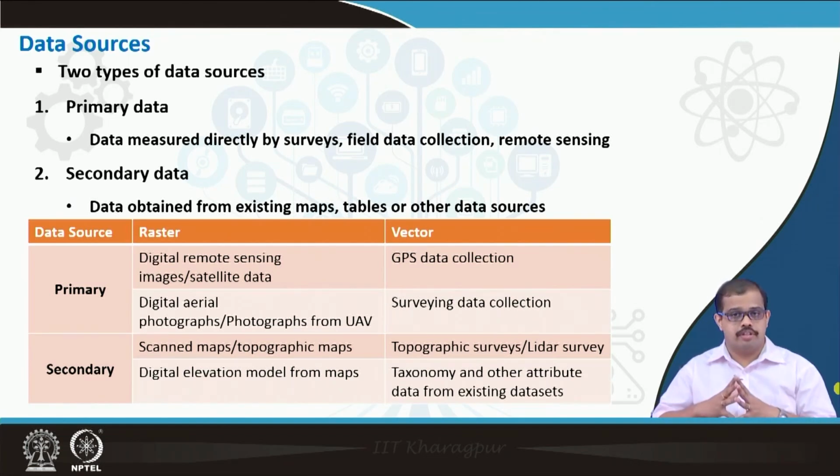So, that primary data collection has become extremely easy, but if you have primary data, then your data model representation would be extremely good. So, whenever you are building up a data model, try to collect as much primary data as possible. That's my advice.